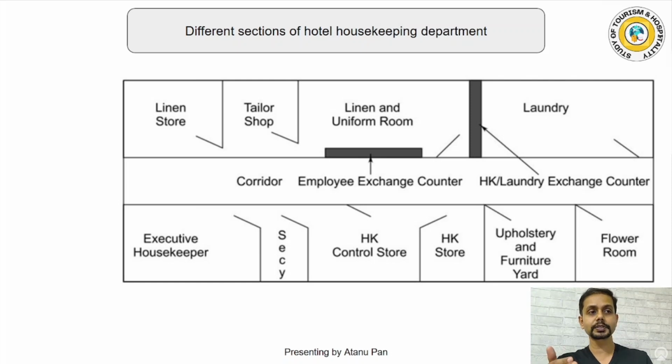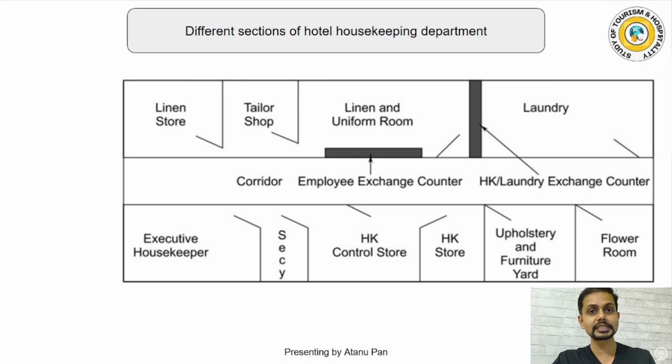Now in the top side, in the left hand side top corner, we can see we have the linen store. All right, linens are basically placed inside the guest room. What are the linens? Like bed sheet, duvet covers, pillow covers, towels, different types of towels like hand towels, bath towel, face towel. All these are called linens. So those are actually stored in the linen store, and that is provided to the guest room attendant for their work. All right. Next, we have the tailor shop.